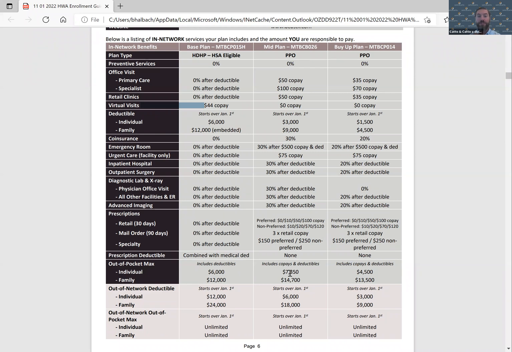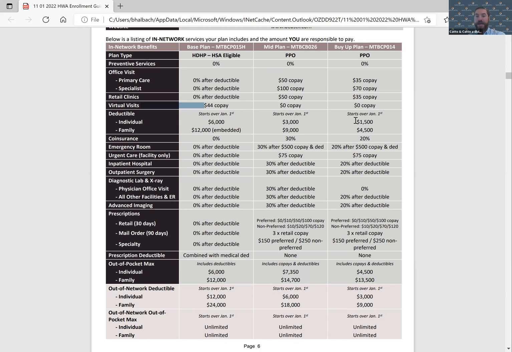In other words, in the example I just gave of that $10,000 bill, you pay $3,000, then you've got a $7,000 bill. 30% of 7,000 is $2,100. 2,100 plus 3,000 is 5,100. Therefore, you've got a little bit left in order to hit your out-of-pocket maximum for the year. But after the deductible, you're paying 30 cents on the dollar.